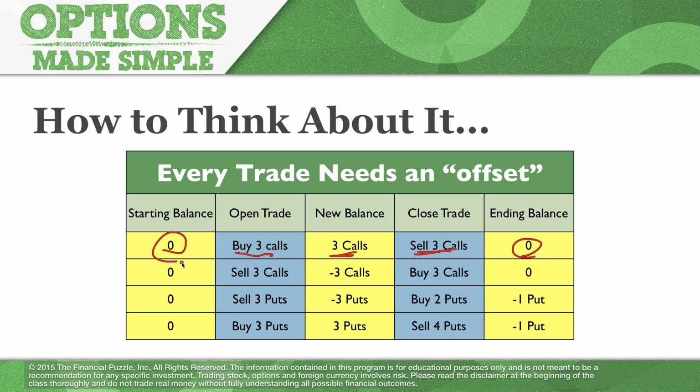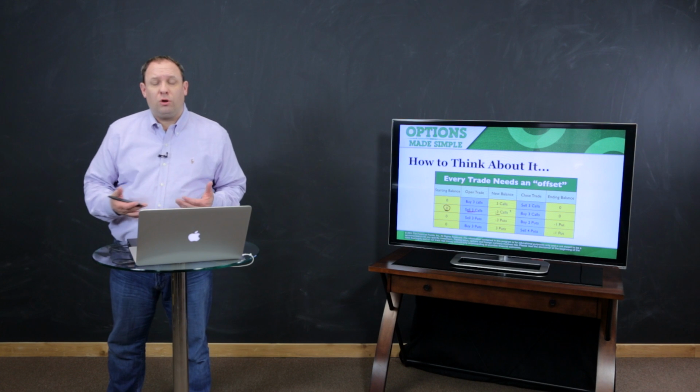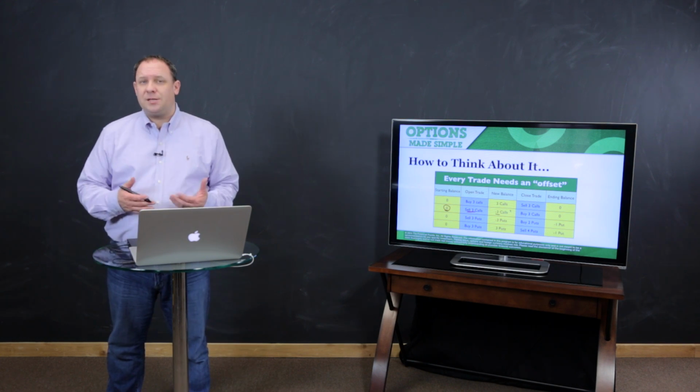Okay, let's do another one here. Let's start with a short trade. Let's say that we open the trade with 0. That's our starting balance. We open the trade by selling 3 call options. Now your new balance is minus 3 calls. Now why does it say minus 3? Because you're in a short position. You sold those calls. You have an obligation that's tied to it.